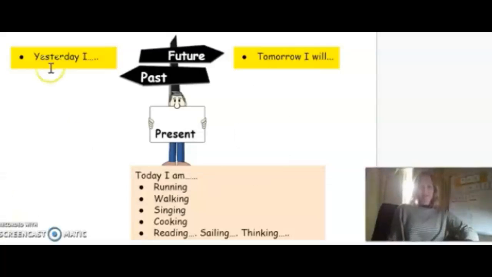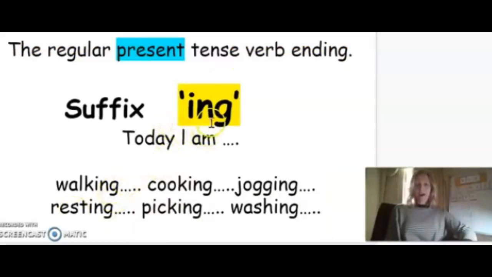So if we look at our slide here, you can see words like today I am running, today I am walking, today I am singing. Can you see a pattern in these words? They all have the same ending, and it's another suffix that we use when we want to talk in the present tense about things that are actually happening right at the moment. So cooking, reading, sailing, thinking, all of them have something in common. That is the suffix ing.